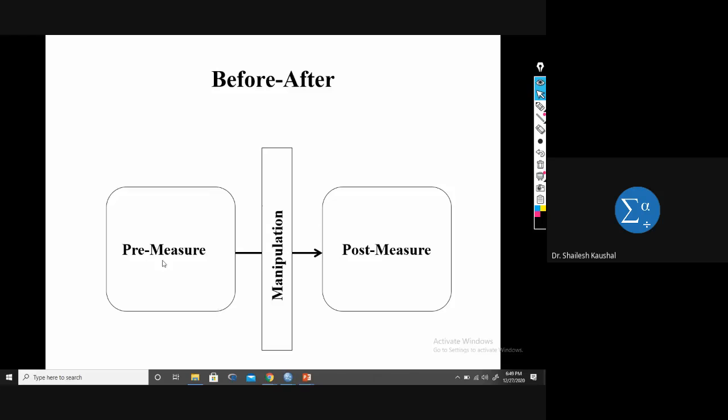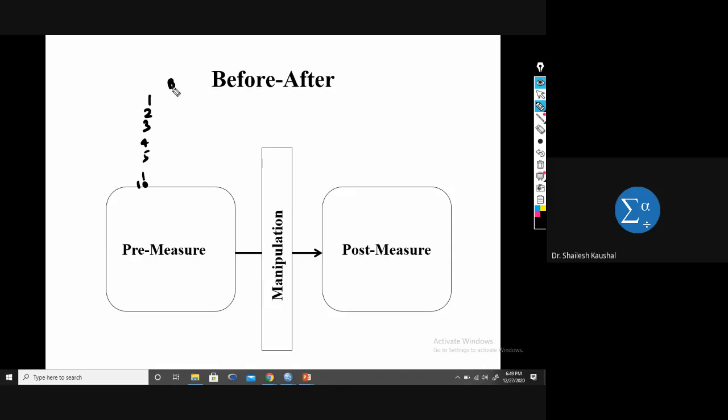A paired t-test means there is a manipulation, experiment, or treatment, with measurements before treatment and after treatment. For example, you want to reduce your weight. There is a 1 month training program, and there are 10 participants: 1, 2, 3, 4, 5, up to 10.